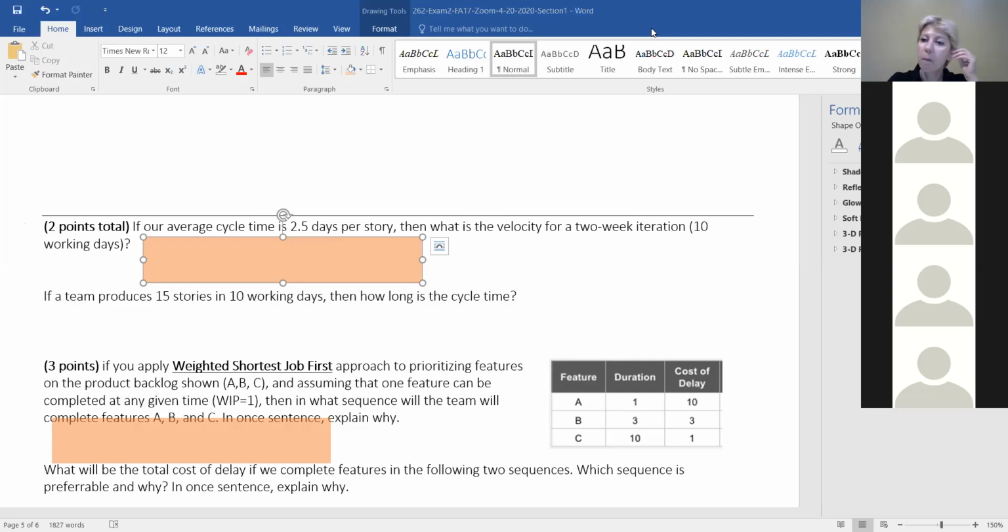Let me see if anyone is interested in writing the formula. Ryan, are you interested? No? Luke F, are you interested in writing the formula? Absolutely. Is it just the 2.5 days per story times the 10 working days? You don't multiply them. So there are 10 working days. You divide it by 2.5. Okay, so 10 divided by 2.5. So exactly, 4. Go ahead, write velocity is equal to 10 working days divided by 2.5 days per story. So on average, you can get 4 stories done. Perfect.